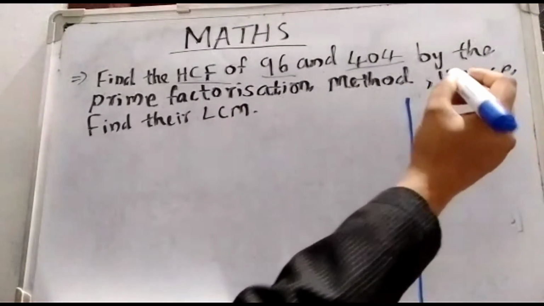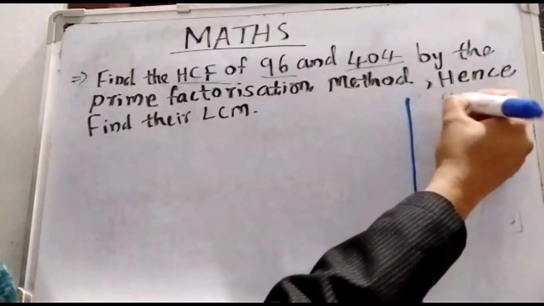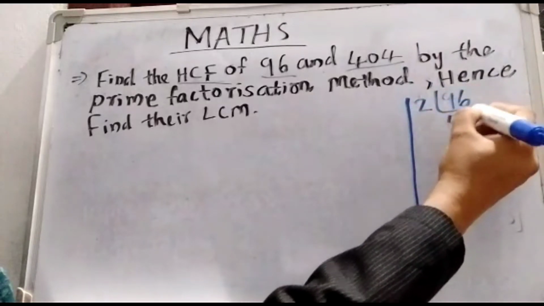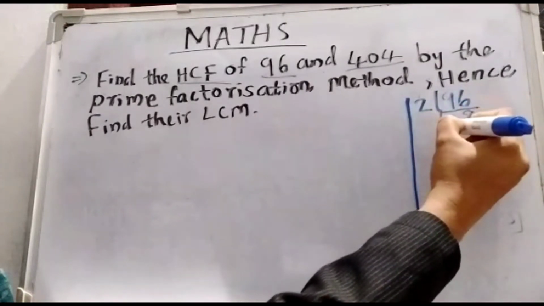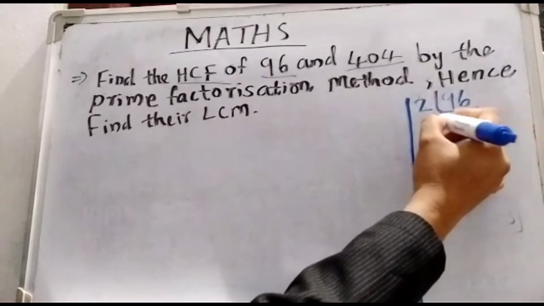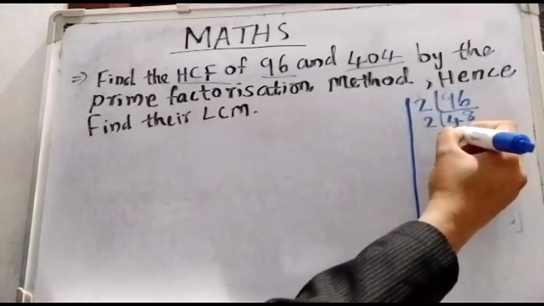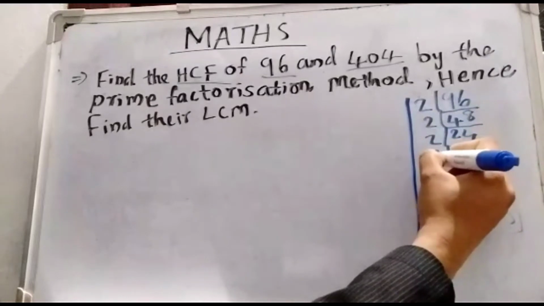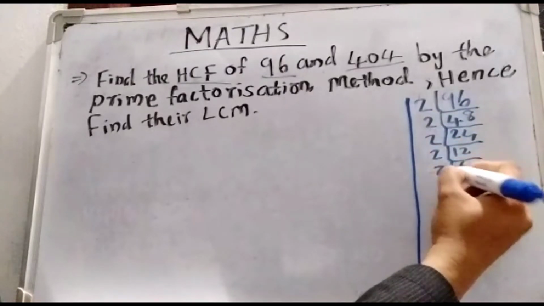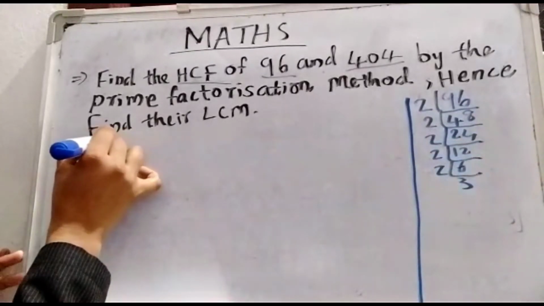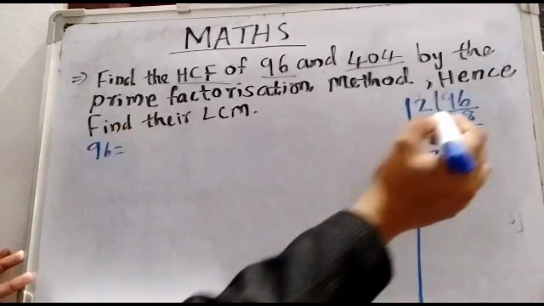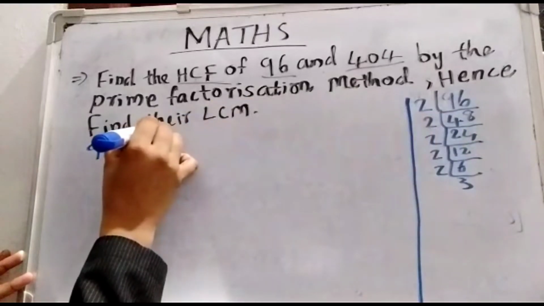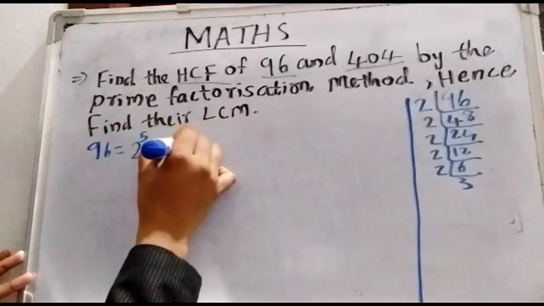Okay, so let's factorize 96 first. 2, then 4, 8, then again 2, 4, then again 2, 12, then again 2, 6, again 2, 3. So 96 is equal to what? 96 is equal to 1, 2, 3, 4, 5. 2 raised to 5 into 3.